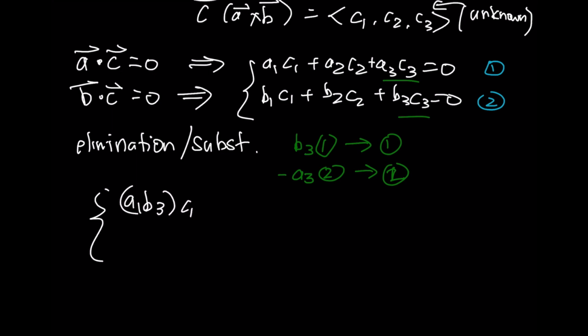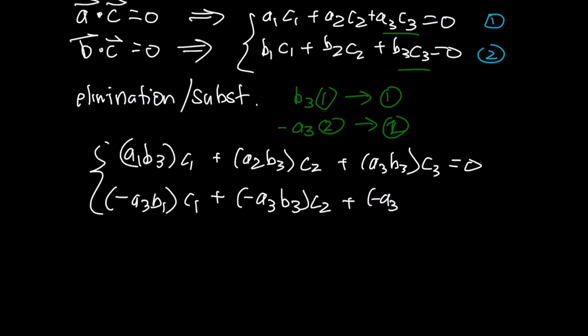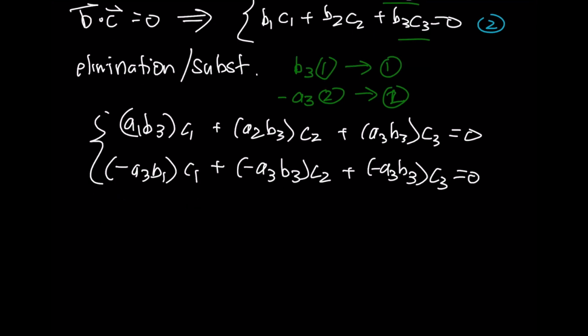A1B3, that's the number in front of the C1. I'll have A2B3, that's the number in front of the C2. And then I'll have A3B3, that's the number in front of the C3. The other side is going to give me a negative A3B1 times C1. I'll have a negative A3B2 times C2. And then I'll have a negative A3B3 times C3. I'm now going to add this new equation 1 and 2 to produce the new equation 2.